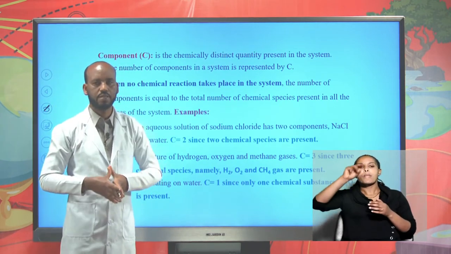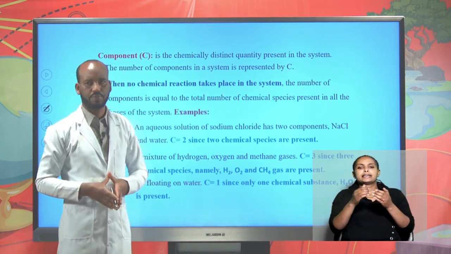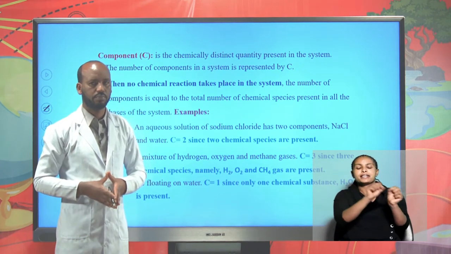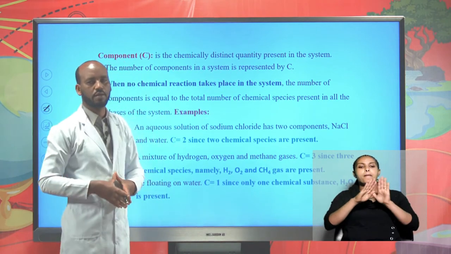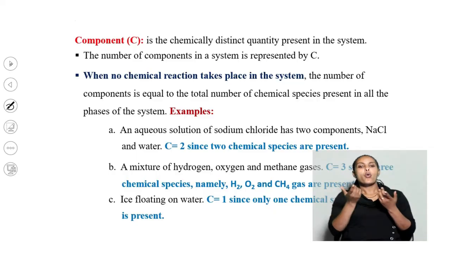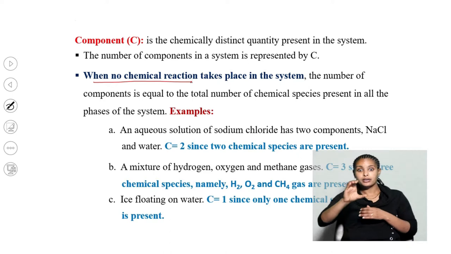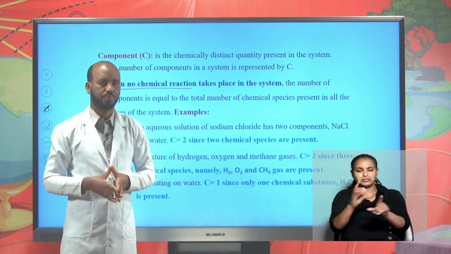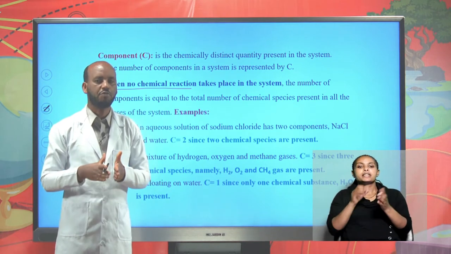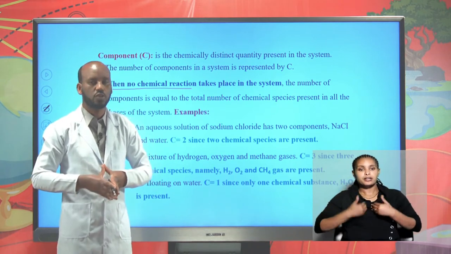Components, denoted by the symbol C. Components is the chemically distinct quantity in the system. The number of components in a system is represented by C. When there is no chemical reaction in the system, the number of components is equal to the total number of chemical species present in the system.